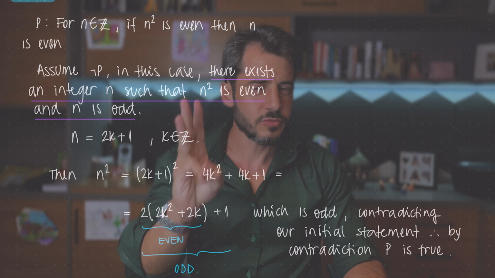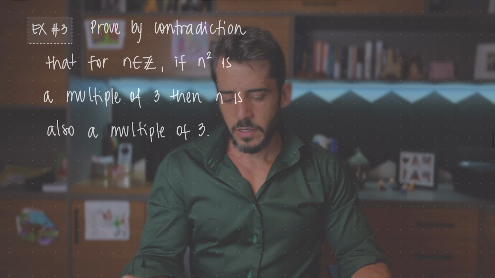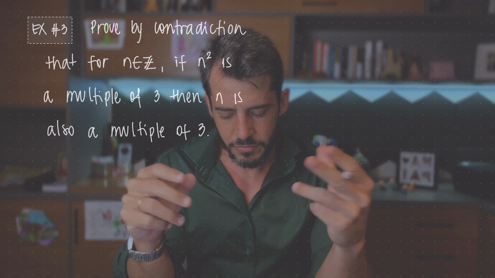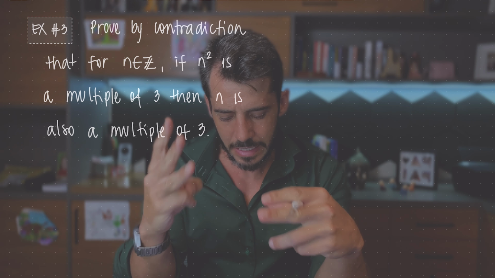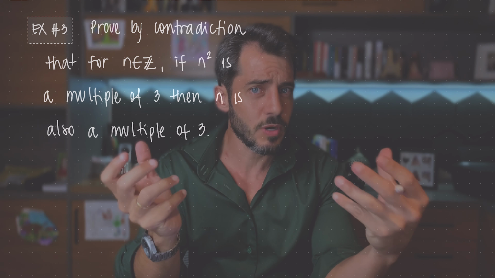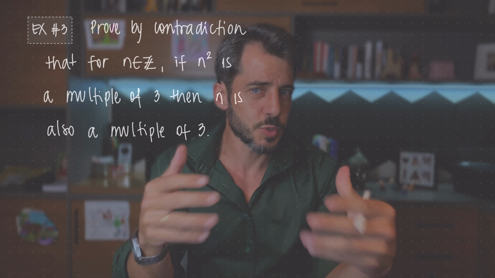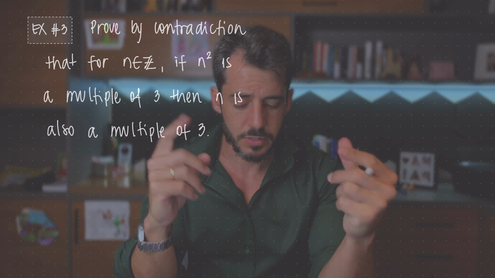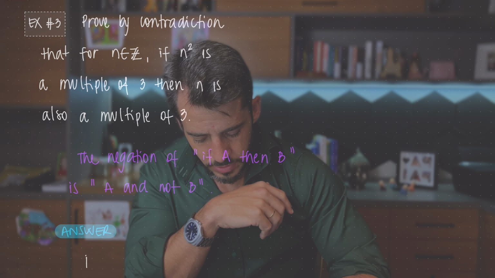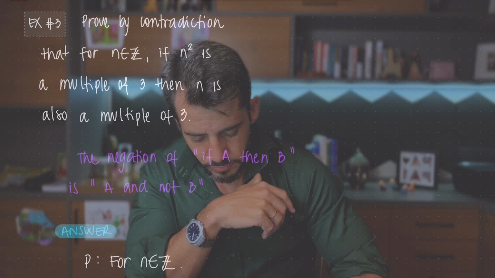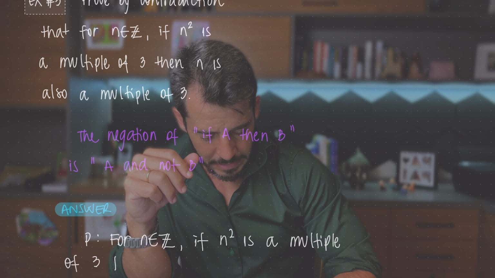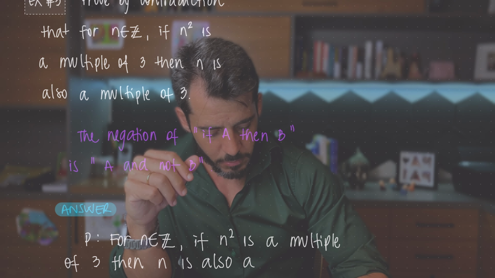Now we can move to exercise 3, example number 3. On exercise number 3, we have to prove by contradiction that for an integer n, if n squared is a multiple of 3, then n is also a multiple of 3. Again, we have an if-then statement. We need to know how to deal with if-then statements. We already did something similar previously, so let me copy and paste what we wrote before. Now, for this exercise, the proposition is: for a given integer n, if n squared is a multiple of 3, then n is also a multiple of 3.